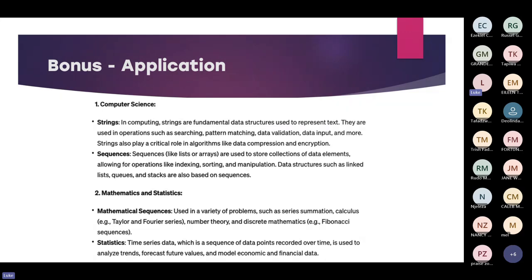So in mathematics and statistics, for those guys who are doing mathematics and statistics, mathematical sequences are used in a variety of problems such as series summation, calculus, number theory, and discrete mathematics. Then in statistics, time series data, which is a sequence of data points recorded over time, is also used to analyze trends, forecast future values, and model economic and financial data.